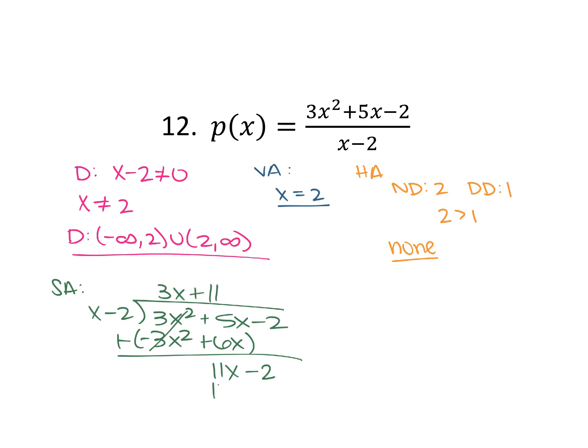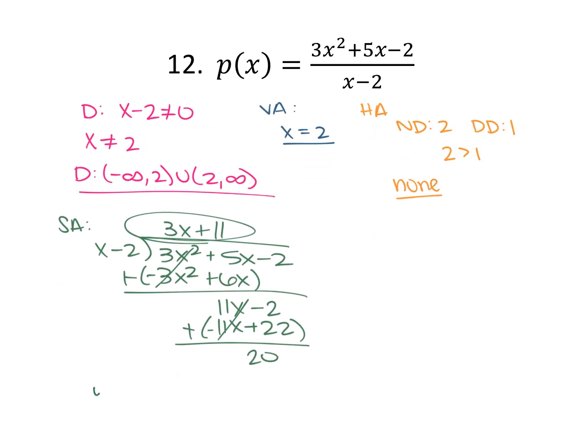Put your 11 up top, multiply that by x minus 2. You get 11x minus 22. Subtract these, distribute the sign, and you're left with 20. 20 doesn't matter. What matters is the 3x plus 11. So your slant asymptote is y is equal to 3x plus 11.